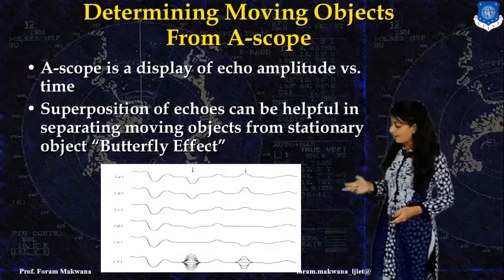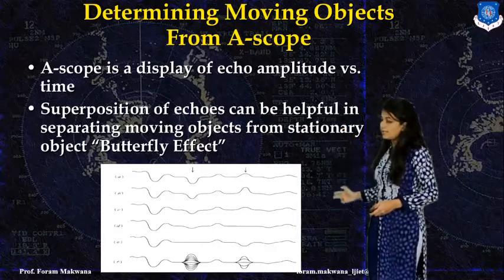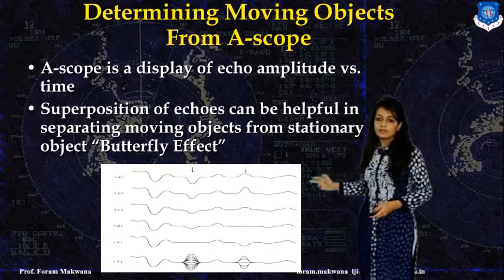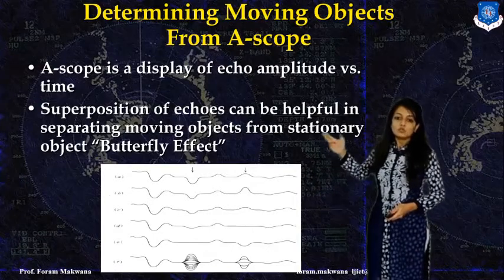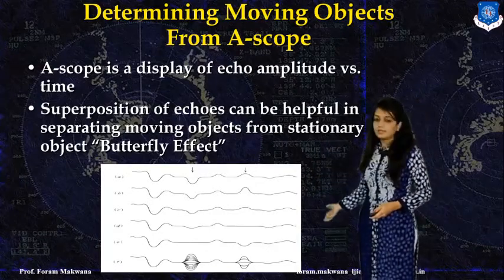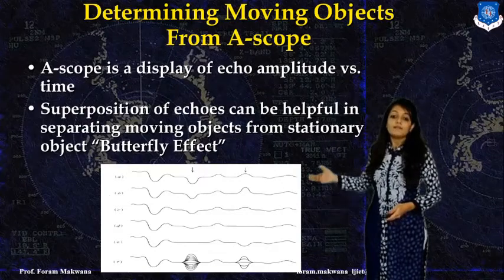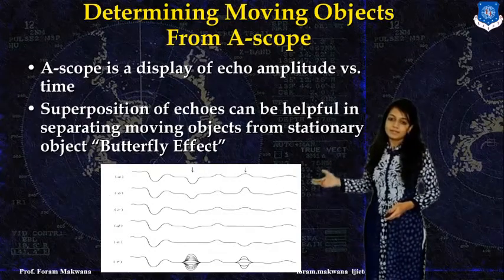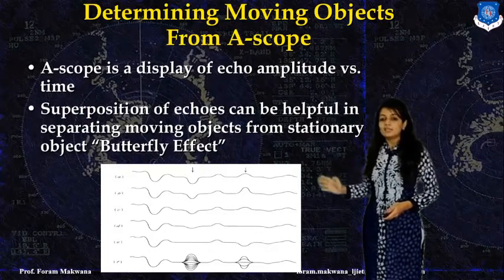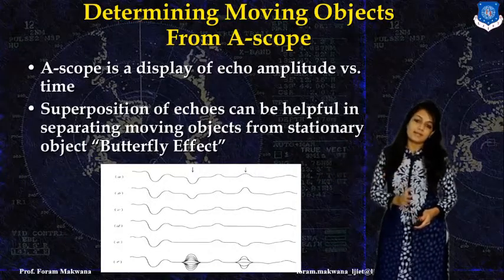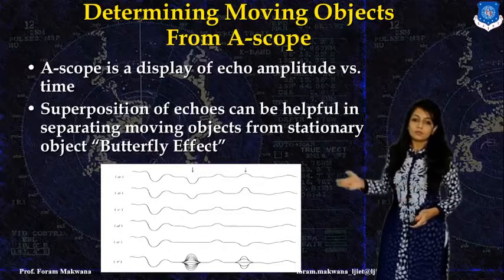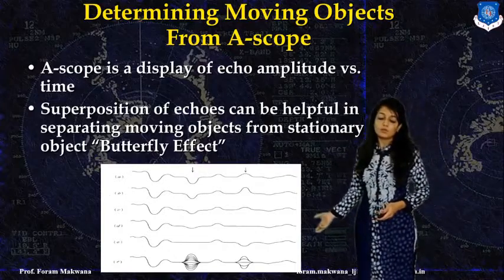Now, you can say that by comparing multiple echo signals, you can see over here in figures A, B, C, D, E that these signals are the echo signals, right? We are going to compare these signals. So the A scope is a display of echo amplitude versus time, right? Why do we need to compare this number of echo signals?